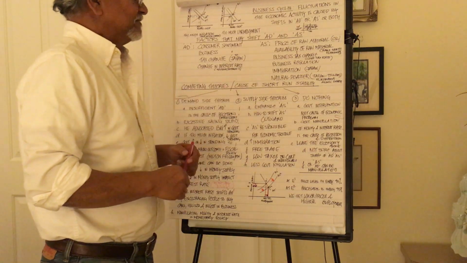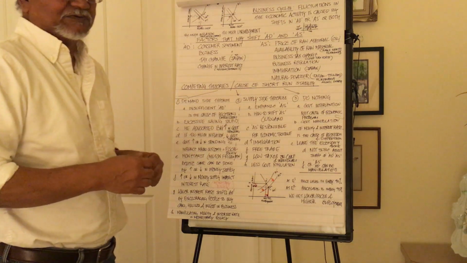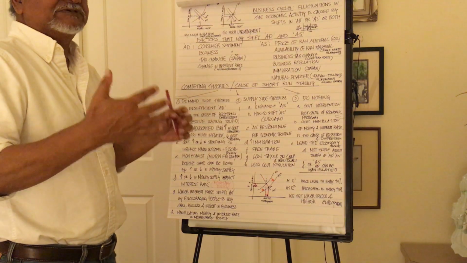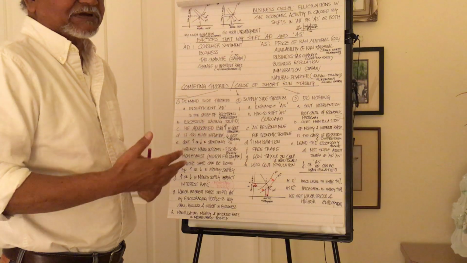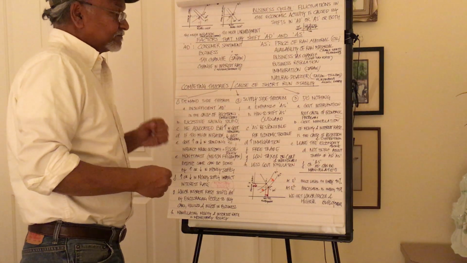Immigration, for example, as I was telling you earlier, Japan is allowing more immigrants, so that will lead to an increase in the supply of labor, which will lead to aggregate supply moving outward.